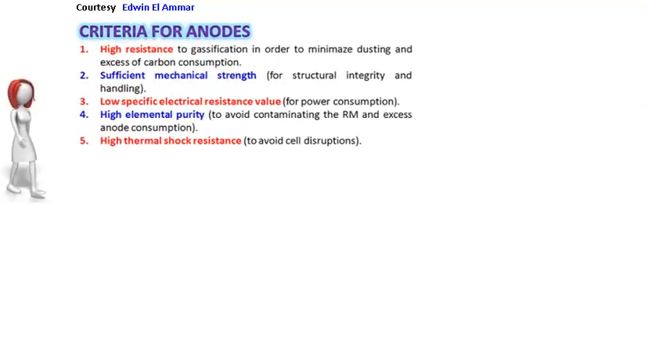What criteria are needed from the anode? Criteria for anodes. 1. High resistance to gasification in order to minimize dusting and excess carbon consumption. 2. Sufficient mechanical strength for structural integrity and handling. 3. Low specific electrical resistance value for power consumption. 4. High elemental purity to avoid contaminating the reduced metal and excess anode consumption. 5. High thermal shock resistance to avoid cell disruptions.